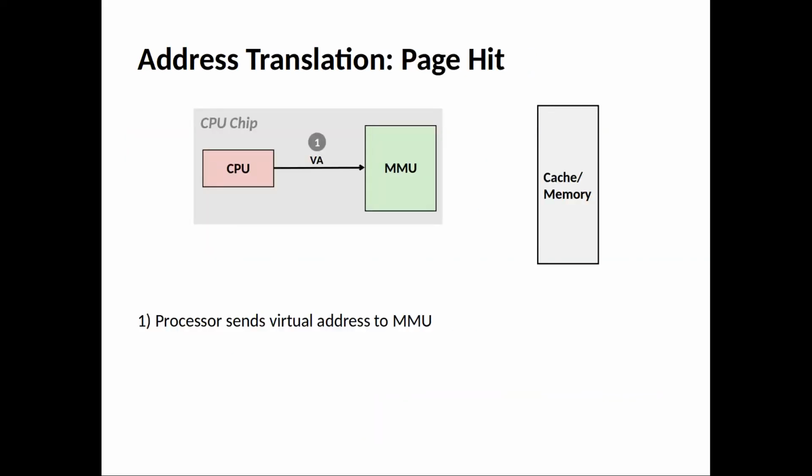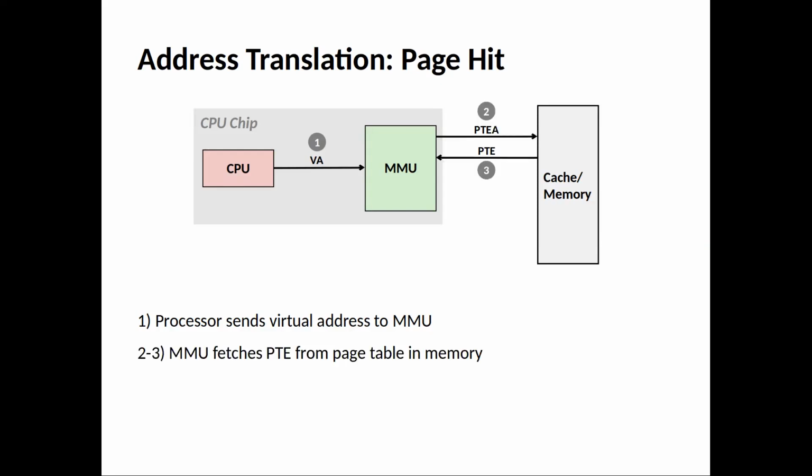So let's see how the address translation will take place. Let's look at the first example when we have a page hit. So in the CPU chip, we have the CPU and the memory management unit. The CPU issues the virtual address, because the CPU always deals with virtual addresses. Whenever you have any pointers, that's a virtual address. So the memory management unit will see this virtual address and effectively say, okay, I need to retrieve the corresponding page table entry for that one.